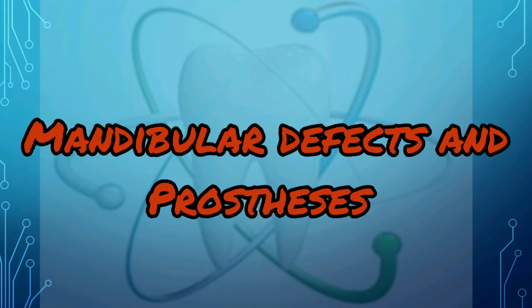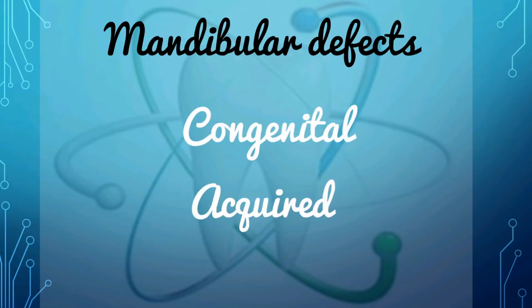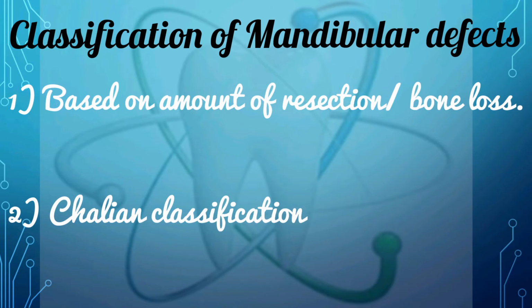Today I will be continuing part 2 of the maxillofacial prosthesis. Today we will be going through the defects of the mandible and their prosthesis. The defects of the mandible can be of two types, that is the congenital and the acquired defects, as I mentioned in the classification in the previous video. The classification of the mandibular defects can be based on the amount of resection or bone loss, and the classification given by Shalian.